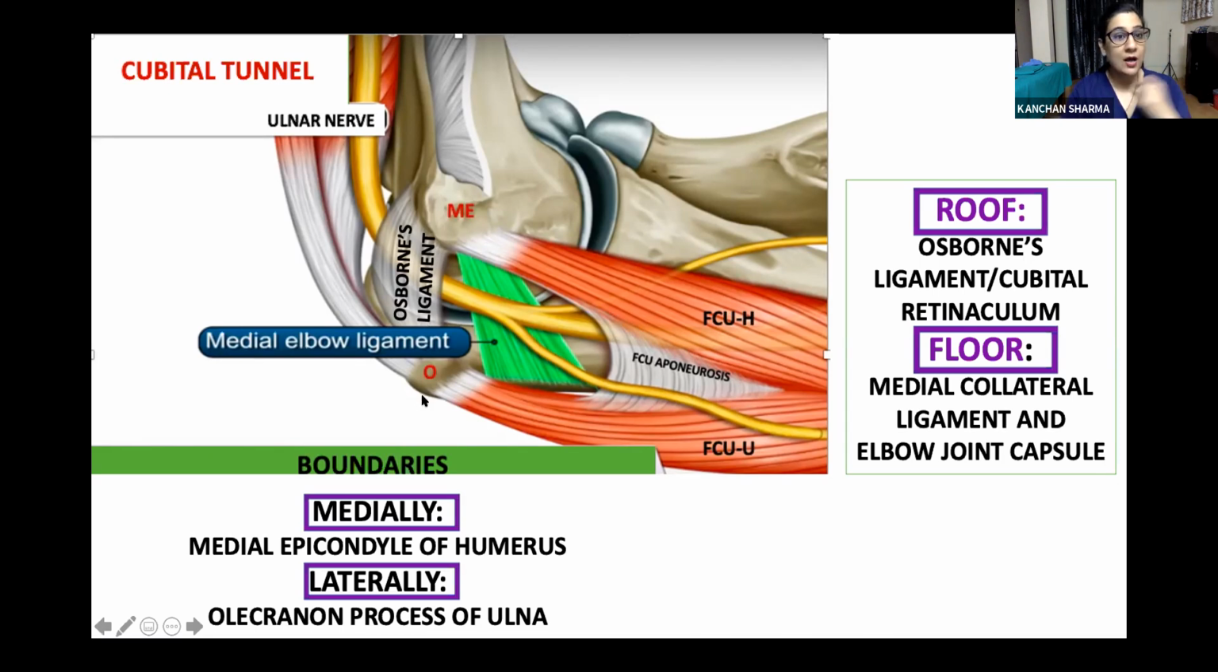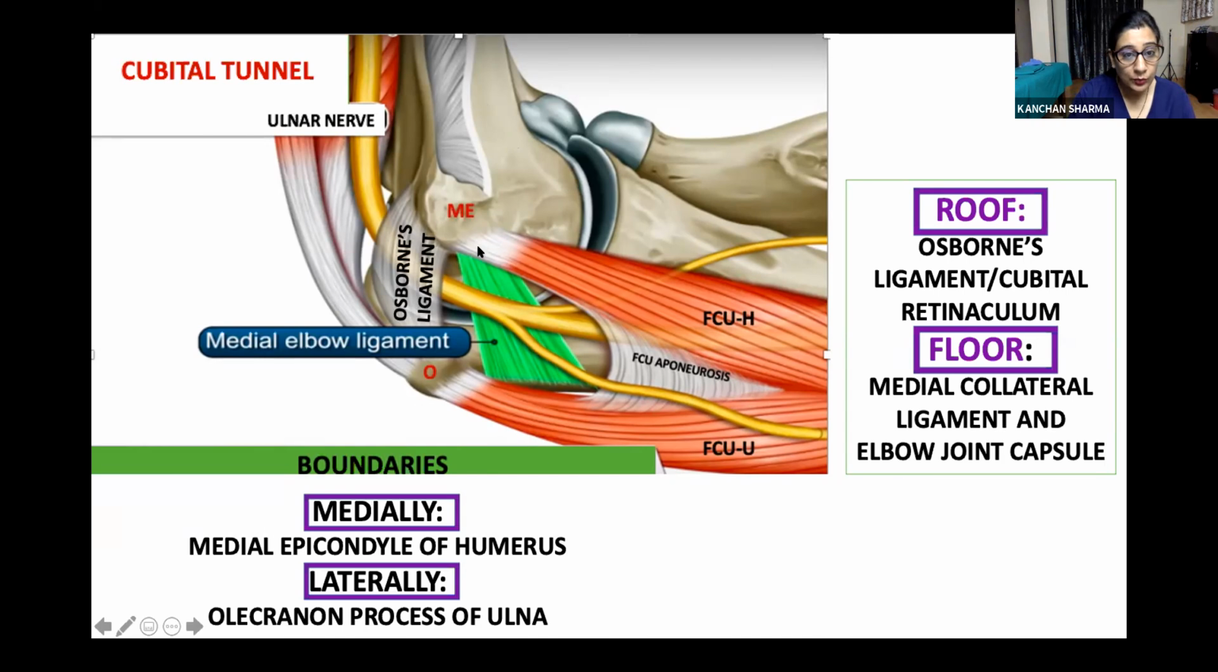Always remember, this is how I have remembered, that you have two pillars, and on the top of the pillars, you should have something to convert that into a tunnel. So you have your medial epicondyle, and the other bone is your olecranon process. Now this medial epicondyle and the olecranon process are connected by one ligament. The name of this ligament is Osborne's ligament. Some books call it the cubital retinaculum.